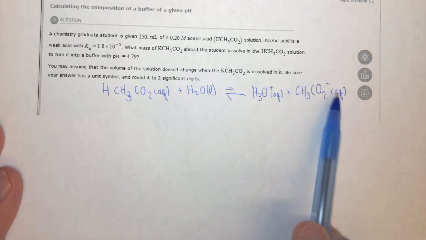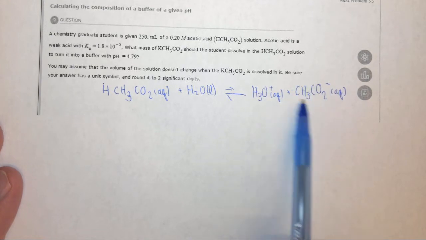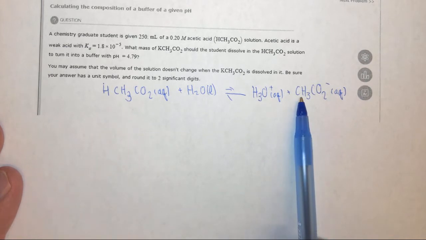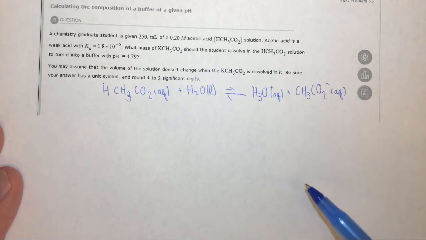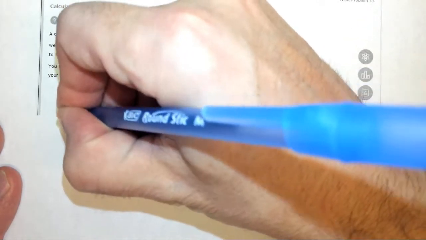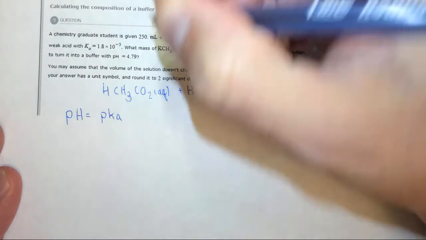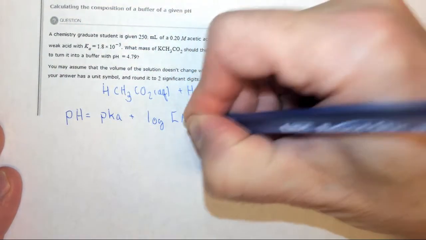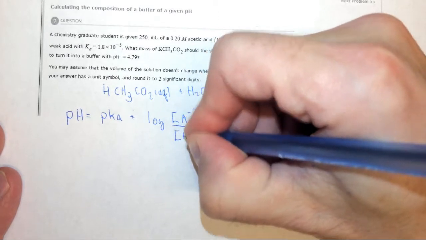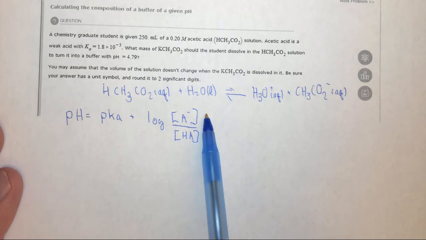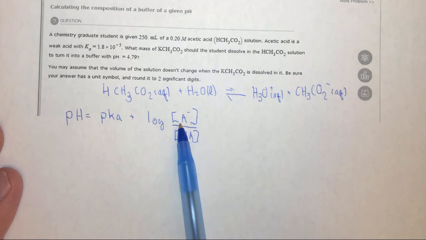So essentially we want to find the amount of this we need to add to make the buffer. If you recall, a buffer contains a weak acid and its conjugate base. There are lots of ways to do this, as I said before, but one way to do it is use the Henderson-Hasselbalch equation. And the Henderson-Hasselbalch equation is pH equals pKa plus log of the concentration of A minus over the concentration of HA.